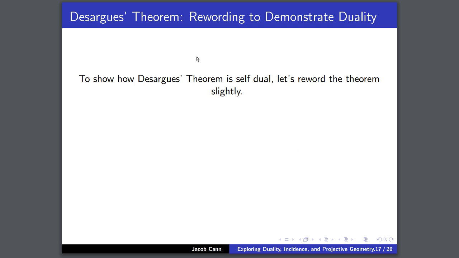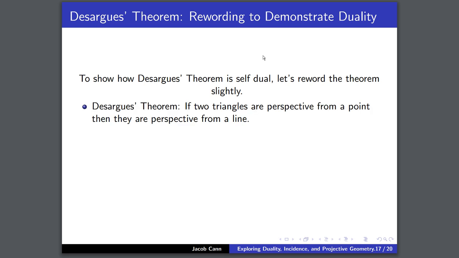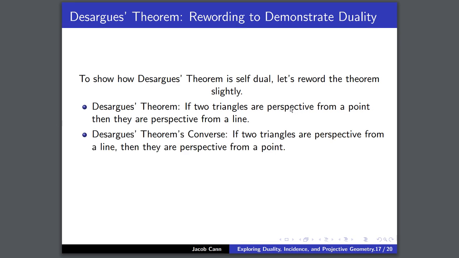So in the prior slide, it wasn't totally clear how we're swapping the two different statements, the words in them, and we can see with a little bit of an altered definition how the theorem itself is self-dual. So for the first theorem, say if two triangles are perspective from a point, then they are perspective from a line. The converse is that if two triangles are perspective from a line, then they are perspective from a point.